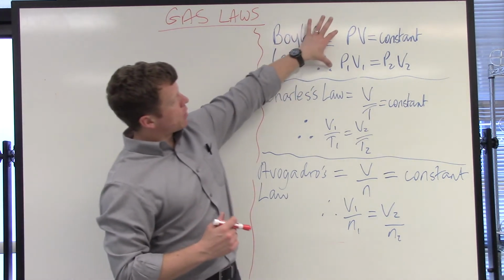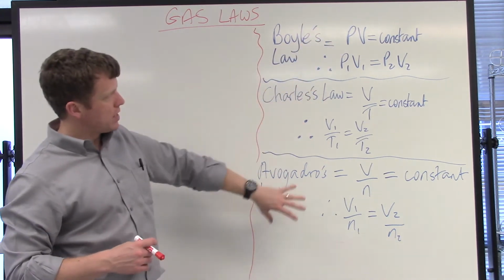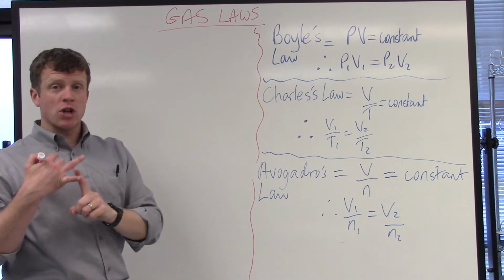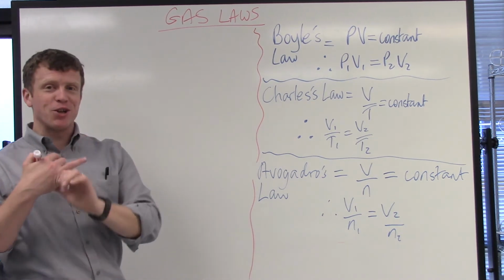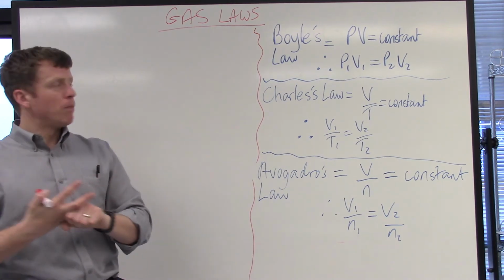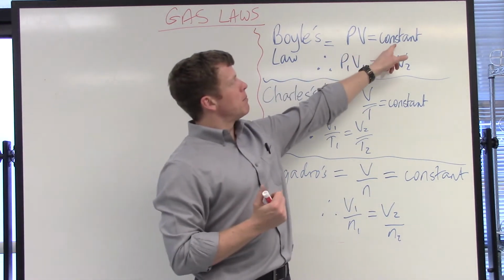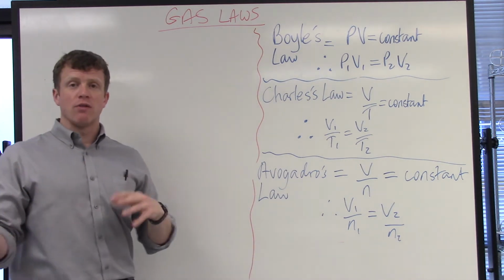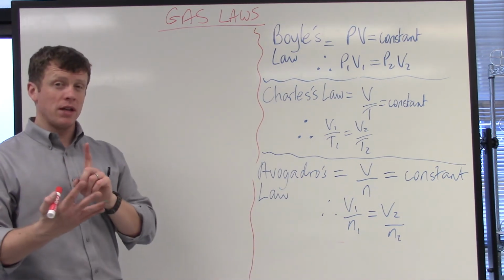So when Boyle did these calculations, there are some caveats to all of these. So pressure and volume. His assumption was that temperature stays the same, and also the number of moles stays the same. So you wouldn't get the same value when you multiply those together if you increased or decreased either of those things, number of moles or the temperature.